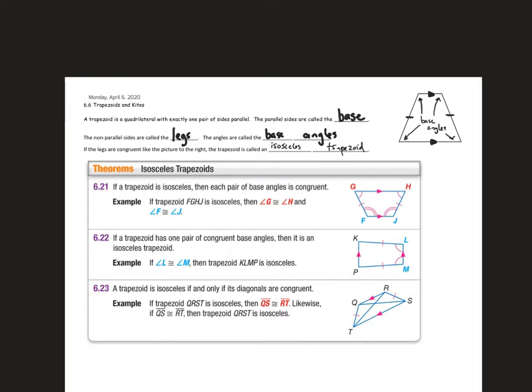If a trapezoid has one pair of congruent base angles, then it is an isosceles trapezoid. And then theorem 6.23, a trapezoid is isosceles if and only if its diagonals are congruent. So an isosceles trapezoid will have congruent diagonals.